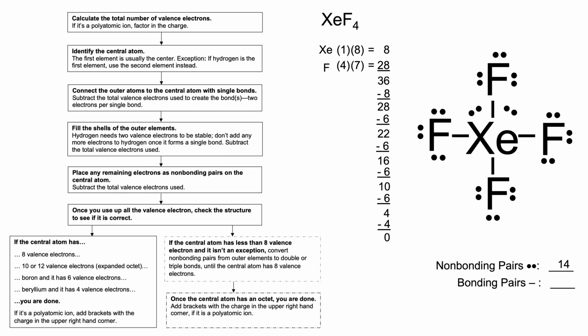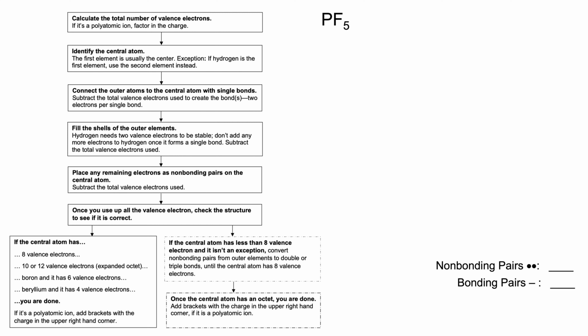So I have 14 non-bonding pairs and 4 bonding pairs. 14 plus 4 gives me 18, times 2 gives me 36. That's how many valence electrons I wanted in the Lewis structure. I can tell that the Lewis structure for this molecule is going to end up being an exception, with the central atom having an expanded octet.